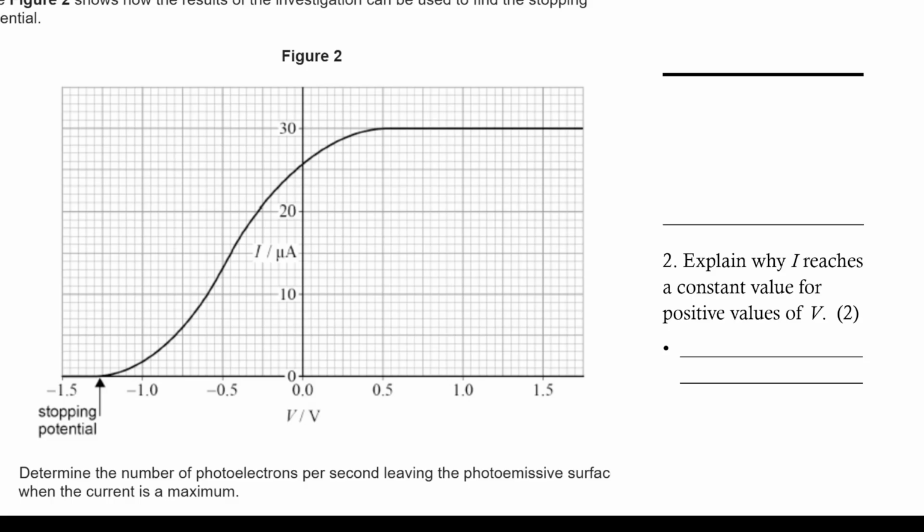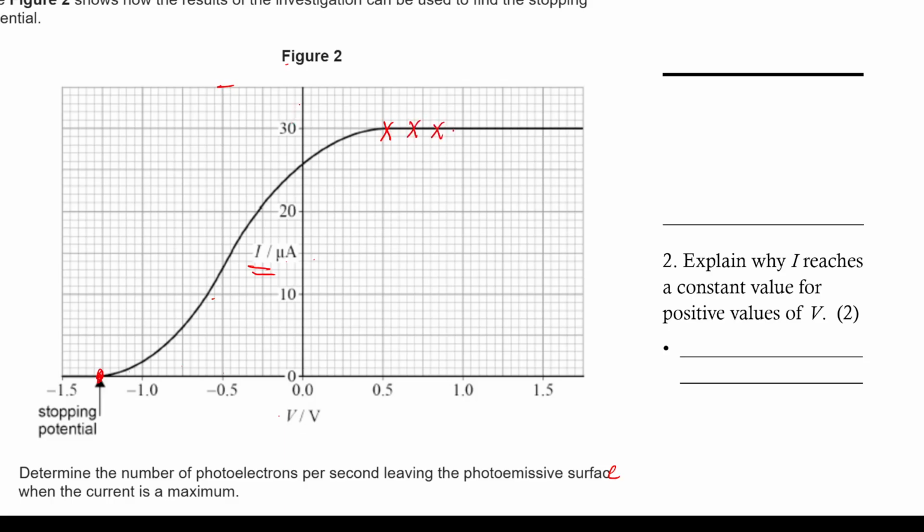Now, every time you have a question on a graph, first take a second to understand what the graph is all about. So this graph is between the photoelectric current I in microamperes and voltage. As the voltage is made more and more negative, at some point the current becomes zero. That means it is the stopping potential that has stopped all the electrons. Determine the number of photoelectrons per second leaving the surface when the current is maximum. What's the current? The current is maximum somewhere here.